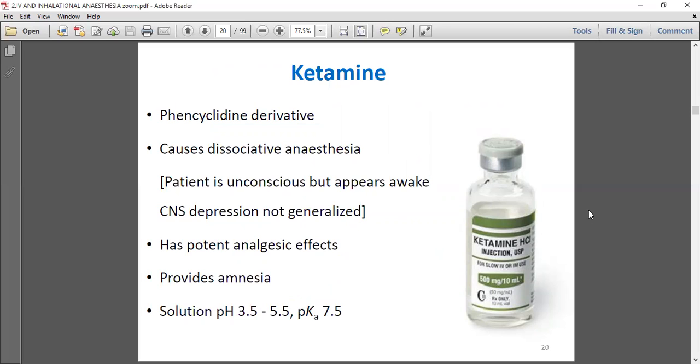Ketamine, initially he told us that it's a long acting drug. So for ketamine, it is a phencyclidine derivative. Phencyclidine is also an anesthetic drug, but mostly used in animals. Did he say long acting? I think he said slow acting. I think it's the same.